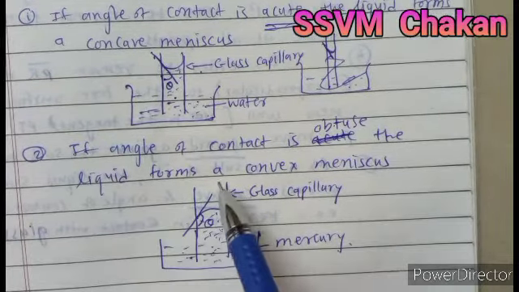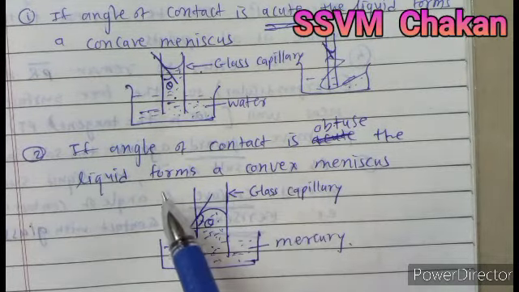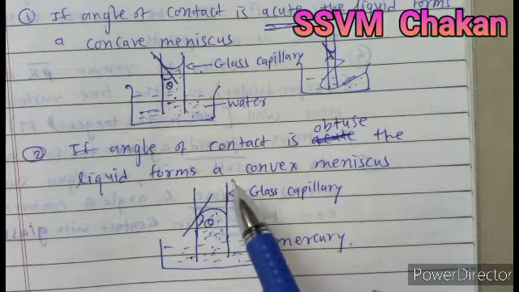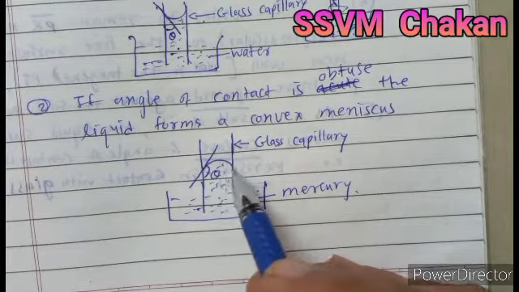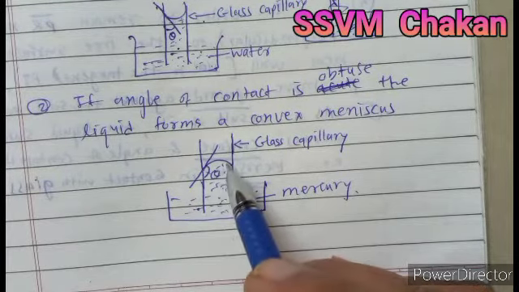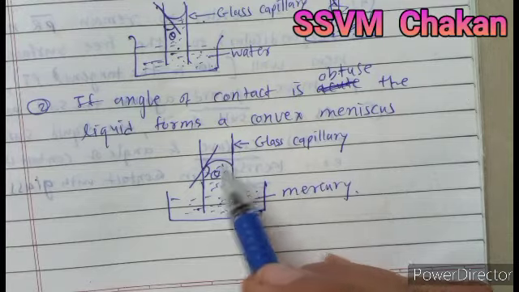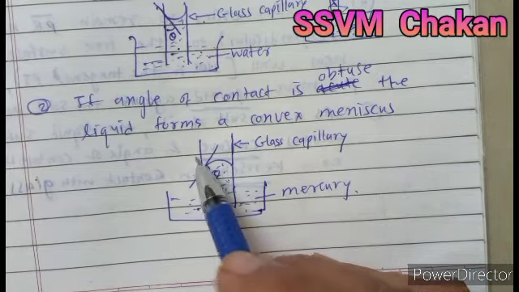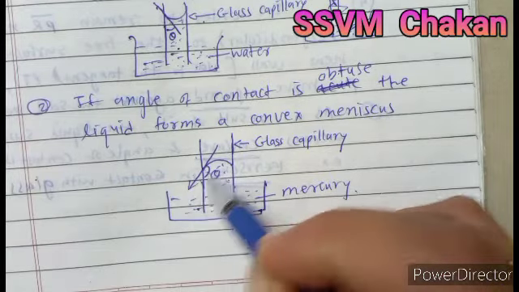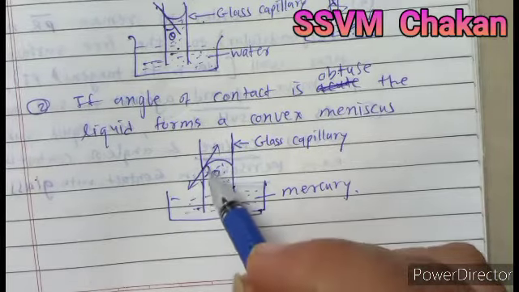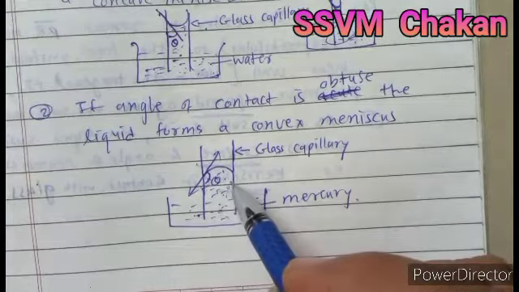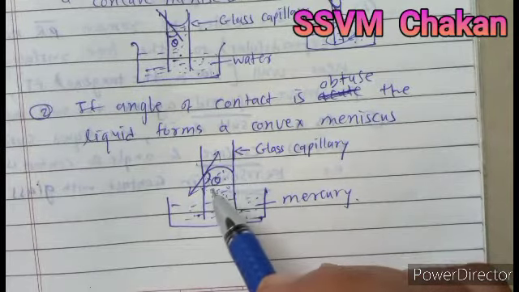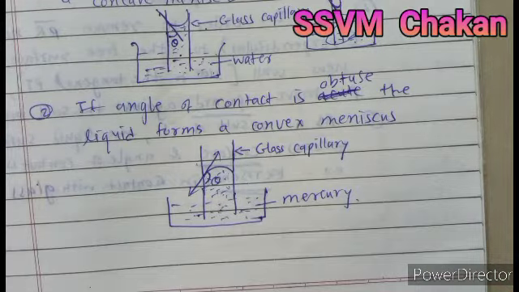If the angle of contact is obtuse, the liquid forms a convex meniscus. So in the case of mercury, you can observe this type of surface called a convex meniscus. At the point of contact between the glass and mercury, if you draw this tangent, then that tangent makes an angle called the angle of contact, which is obtuse, that means greater than 90 degrees.